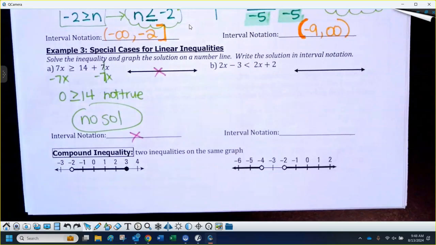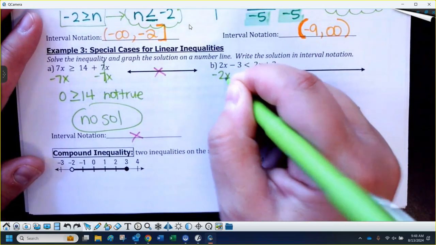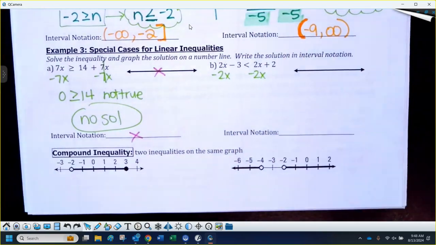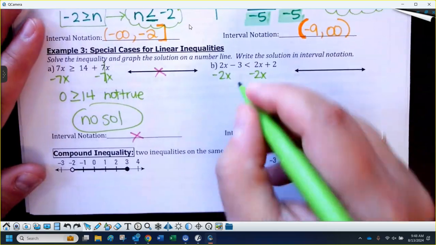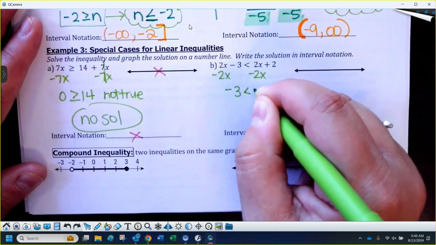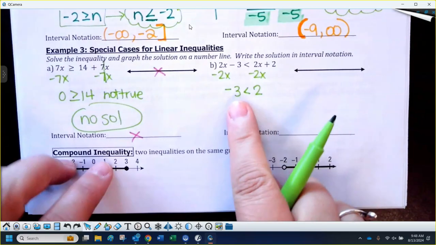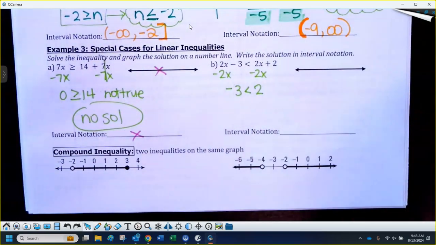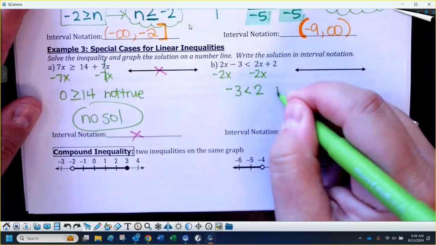Now the one next to this is kind of similar but a little different. I have a positive 2x on both sides. If I try to get all my x's to one side of that inequality, it's actually going to cancel out on both sides, and I'm going to have -3 is less than 2. If all your variables cancel out, you have to ask yourself, true or false? True. 2 is bigger than -3, or you could say -3 is smaller than 2.